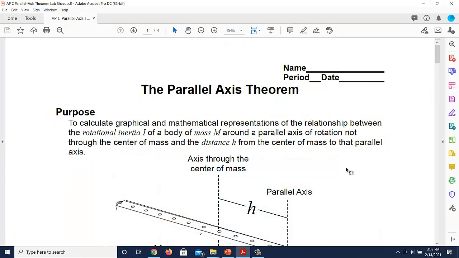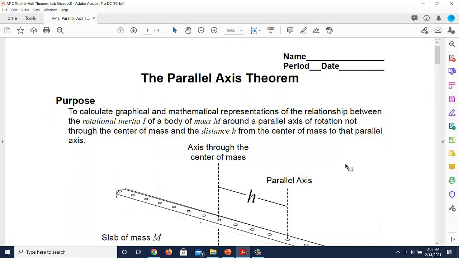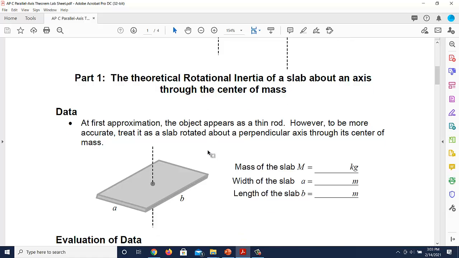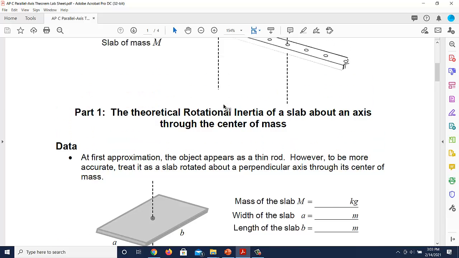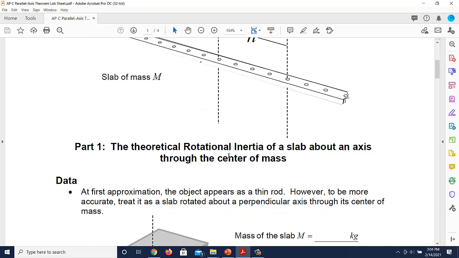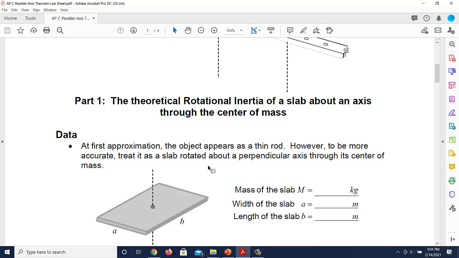All right, let's take a look at the lab sheet here a little bit. So here's the purpose we had before, right? Here's our slab and center of mass right in the middle, parallel axis, a distance h away, slab of mass m. Part one is really just to measure the things we need for the slab and to calculate the theoretical rotational inertia about the center of mass. And eventually you're going to dump that into a Google form. Okay, so we can pull that out of the experimental part.